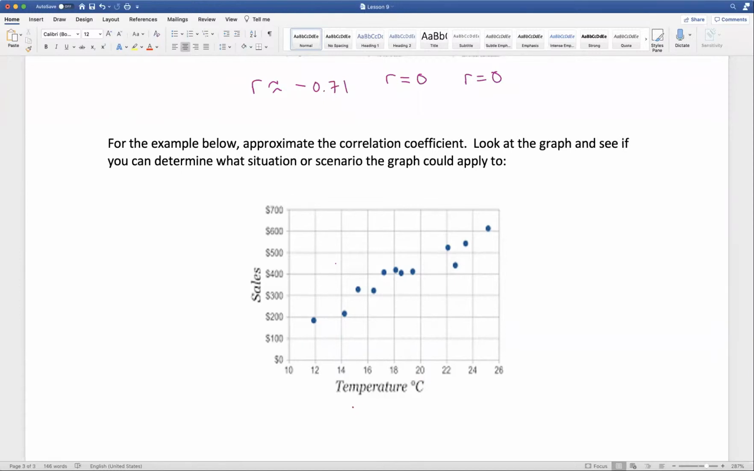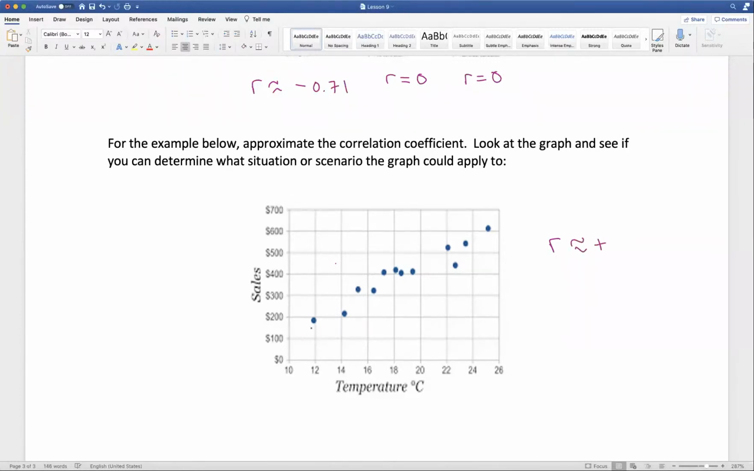We're looking at the horizontal axis, which deals with temperature, and the vertical axis deals with sales. So what this is telling us is as temperature increases, and notice it's in degrees Celsius too, some of you will be happy about that, some of you won't care. But as temperature increases, sales are increasing as well. So as one variable rises, the other variable rises as well. That means we have a positive slope. And having a positive slope, rising from left to right, also means that we're going to have a positive correlation coefficient. So let's come up with a good approximation for it.